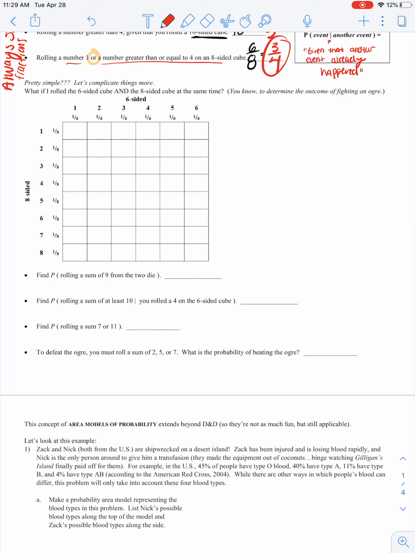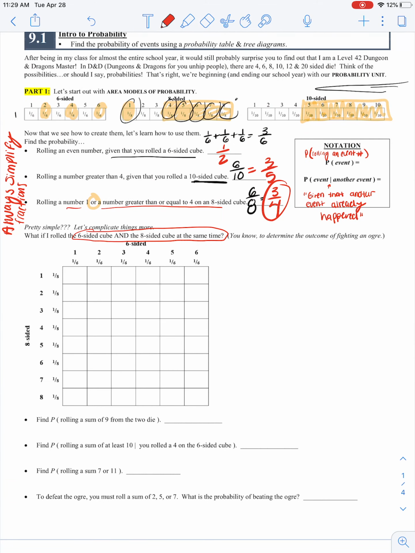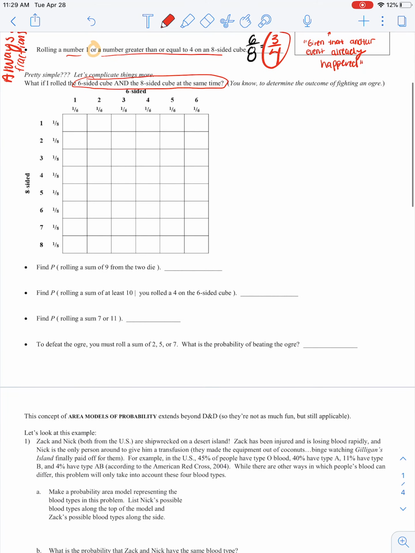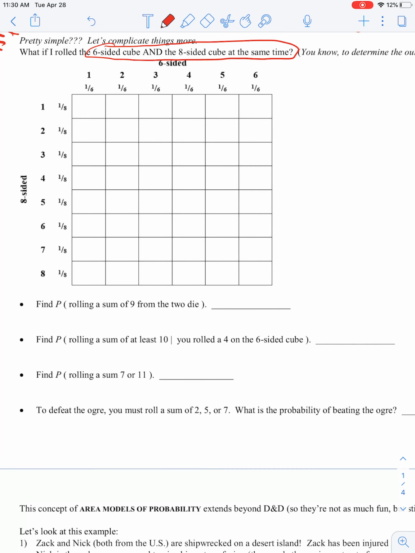Let's complicate things more. What if I rolled a 6-sided cube and an 8-sided cube at the same time? So before, we were just rolling one cube for each question. Now we're rolling both of these cubes, and we need to determine different probabilities of different events happening. Okay, so when you're making these area models, you need to put the probability of each event happening for each dice on the outside.